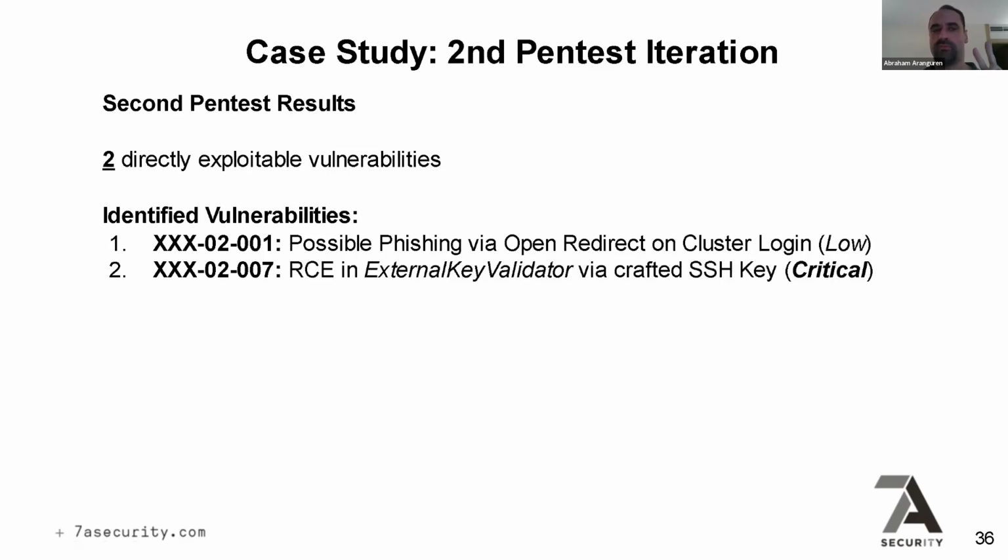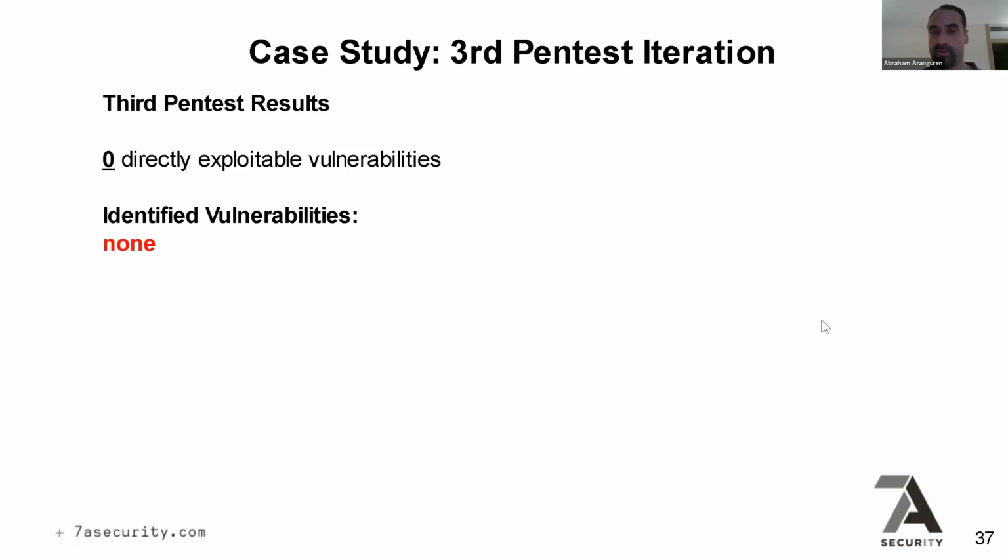Second pen test, we only found 2 directly exploitable vulnerabilities, one of which was patched before we gave them the final report because we report high and critical things during the test. So they fixed this before. And then on the third pen test, we found 0 directly exploitable vulnerabilities. So identified vulnerabilities, none, right? So this was an excellent result, which shows you that the more pen tests you do, the more the test team is going to struggle to find something.